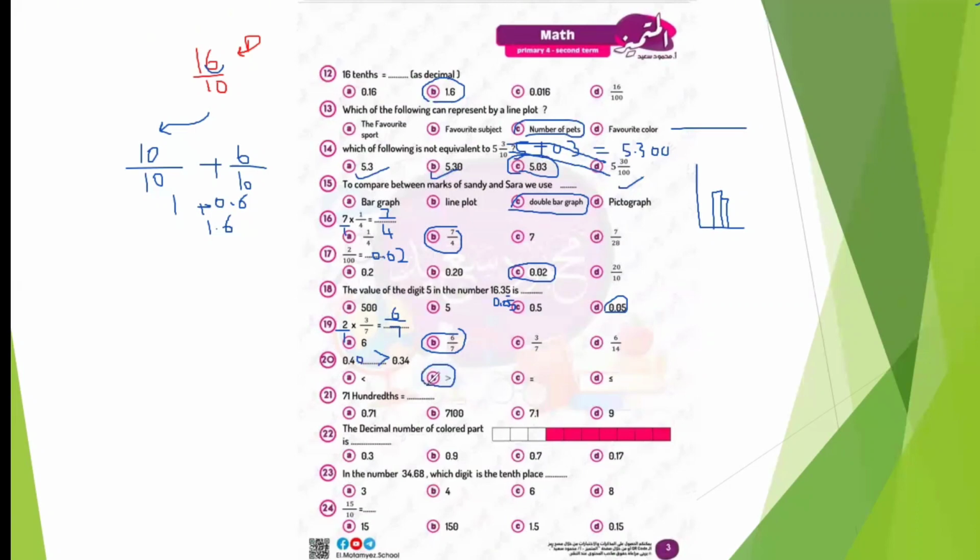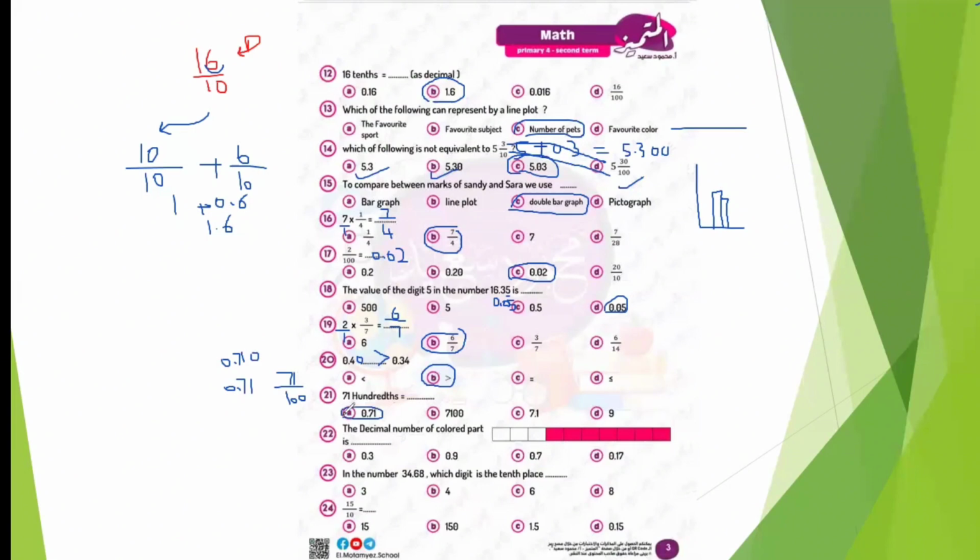21. 71 100th. That means 71 out of 100. I can write it as a fraction or 0.71 or 0.710. All of these are equal. So the answer is A.